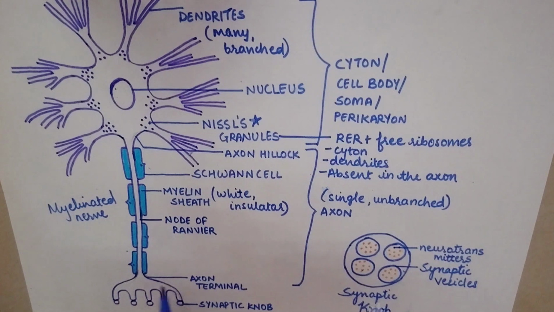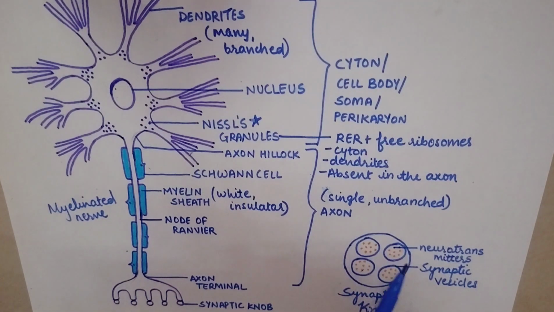Now this is the terminal part or the end part of the axon. So this part is called the axon terminal, the terminal part of the axon. Here you can find these structures. They are the synaptic knob. Now if I want to see inside the synaptic knob, I see something like this. So this is one synaptic knob which I have drawn over here.